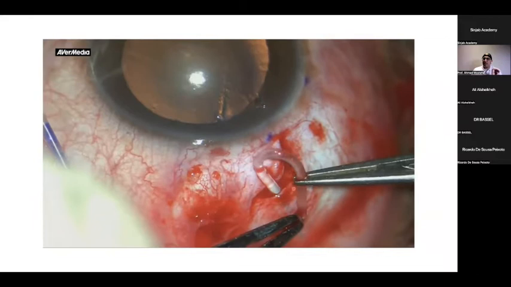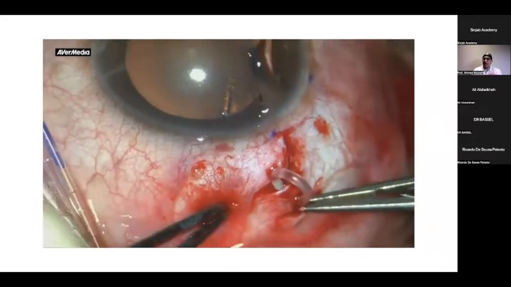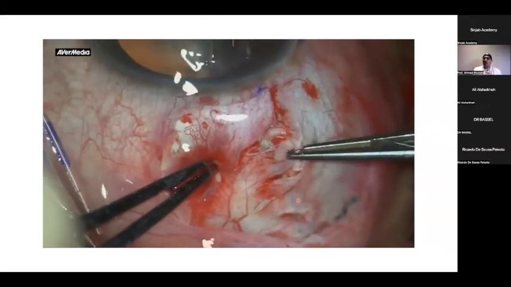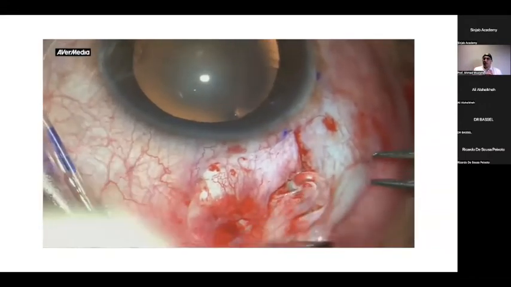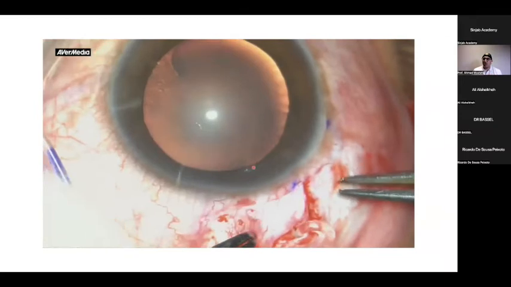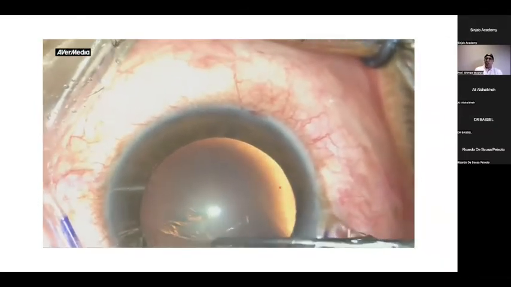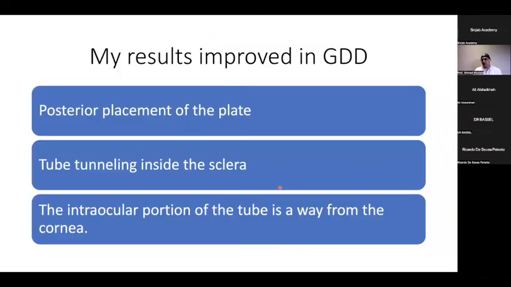And then I'll place the tube inside the second tunnel, just so the tube will not obscure my view at the time of cataract surgery. Now I'll switch to cataract surgery, then I'll place my tube, and the results were really very satisfactory. So generally speaking, the summary of the first lecture is that my personal results have dramatically improved after I place the implant posteriorly, a minimum of 12 millimeters.